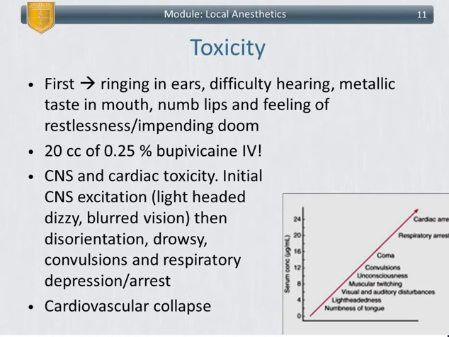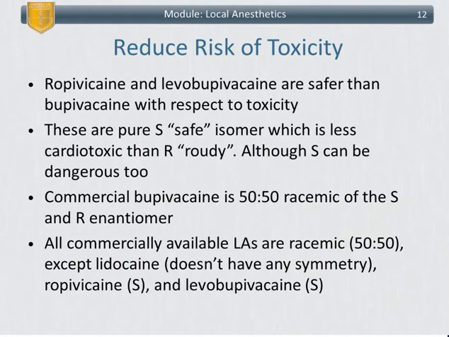So typically after the CNS signs of activation will come cardiovascular collapse. So we want to see what we can do to reduce the risk of toxicity in general. Ropivacaine and levobupivacaine are safer than bupivacaine with respect to toxicity because they are pure S isomers. The mnemonic for this is S is the safe isomer and R is the rowdy or cardiotoxic isomer. It's not that S isomers are completely safe, but they are safer.